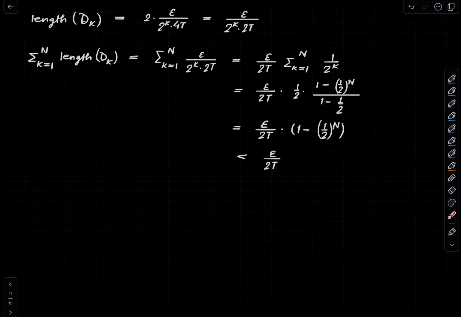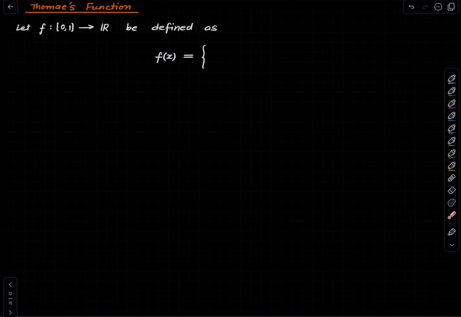And now I just want to give a quick application. So we have this very nice function called Thomae's function. It is defined in the following way. f of x is first of all 0 if x is irrational, and 1 upon q if x is rational and x is p by q in lowest terms.